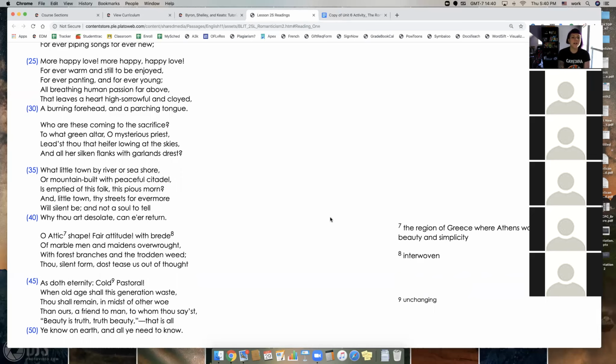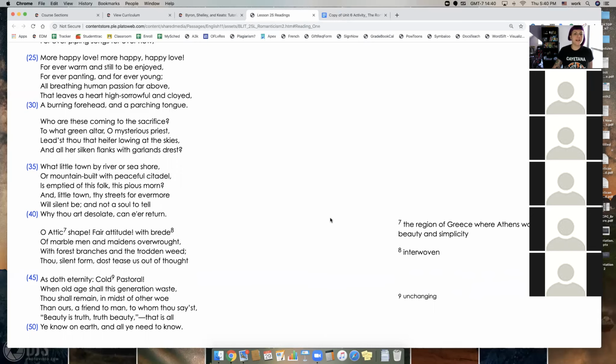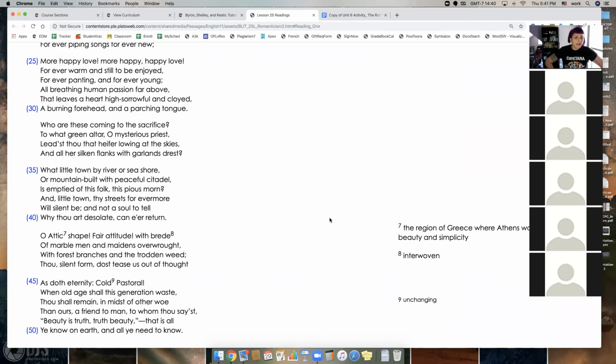Who are these coming to the sacrifice? O what green altar, O mysterious priest, leadest thou that heifer lowing at the skies, and all her silken flanks with garlands dressed? What little town by river or seashore or mountain built with peaceful citadel is emptied of this folk this pious morn? And little town, thy streets forevermore will silent be, and not a soul to tell why thou art desolate can ever return.